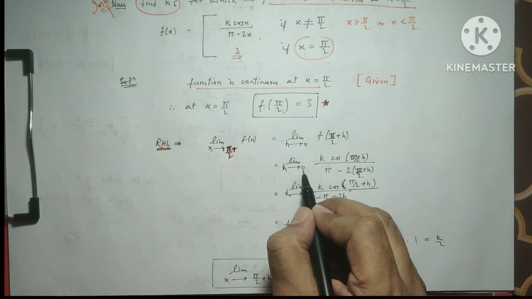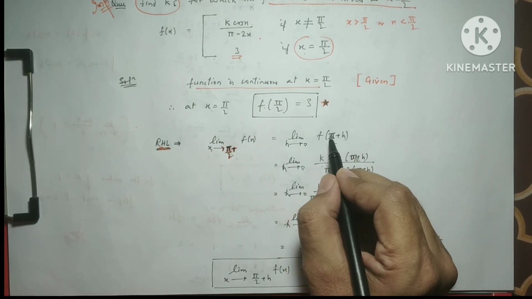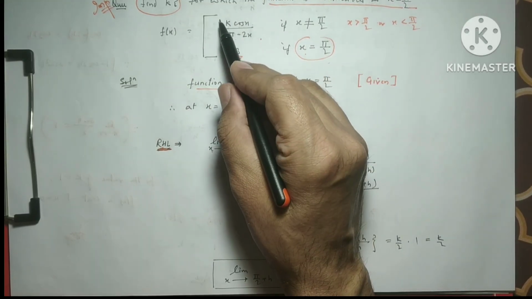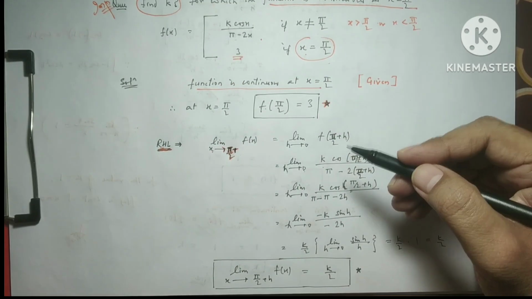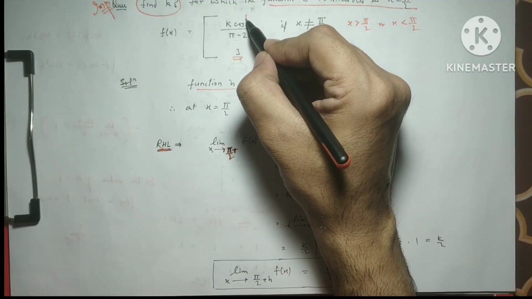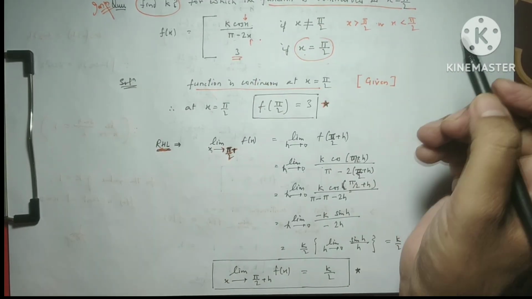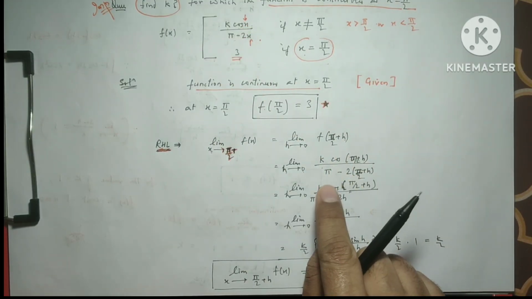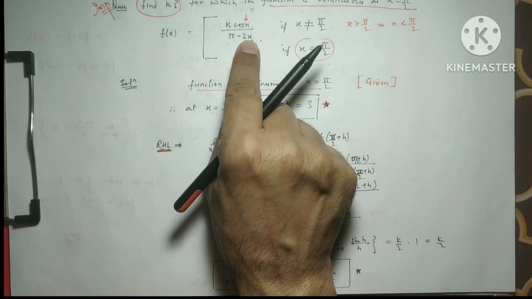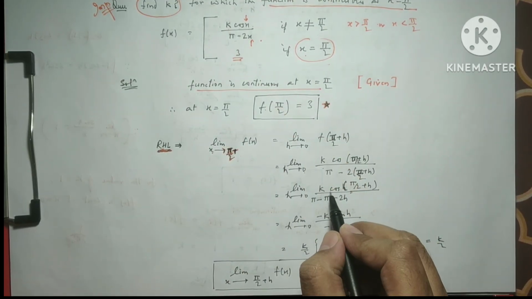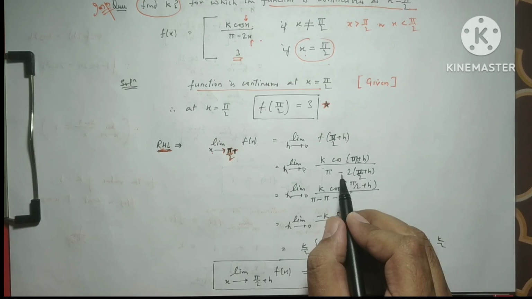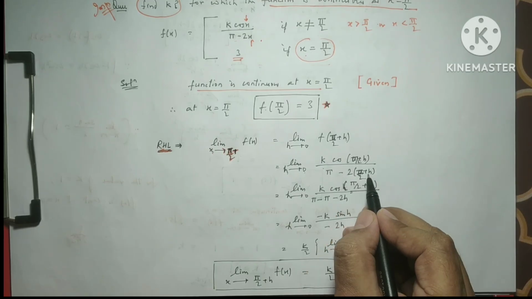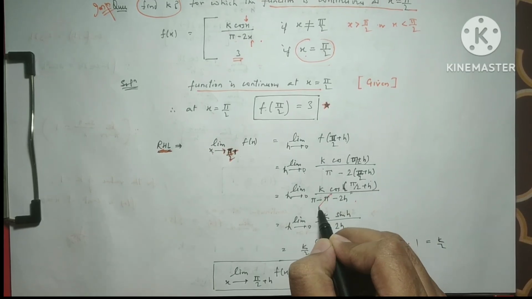So limit h tends to 0, we put this value as x, because it is x greater than pi by 2, so we use this expression and we use the value pi by 2 plus h in place of x on these positions. So it becomes k cos of pi by 2 plus h in place of x, over pi minus twice of pi by 2 plus h. So it is k cos of pi by 2 plus h over pi minus, cancel out 2 and 2, so we get minus pi, and this is minus 2h, so you can cancel out the pi.